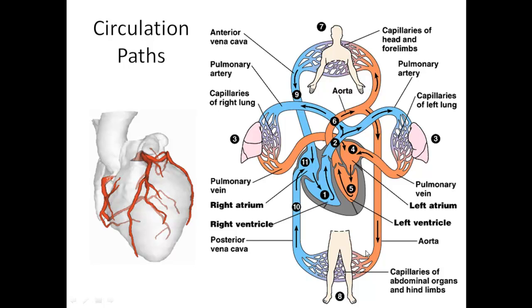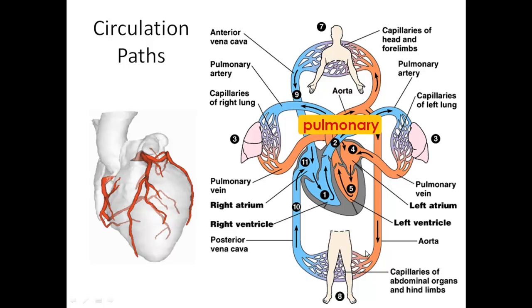Now we're not quite finished. I want to give you the whole big picture of what this looks like. We really just focused in on the heart and the pathway of blood through the heart, but blood goes all over your body. So let's take a look at 3 different circulation paths here. The first one that we have is pulmonary circulation, and I kind of mentioned that with the pulmonary artery and pulmonary vein. It's basically the route from your heart to your lungs and back.